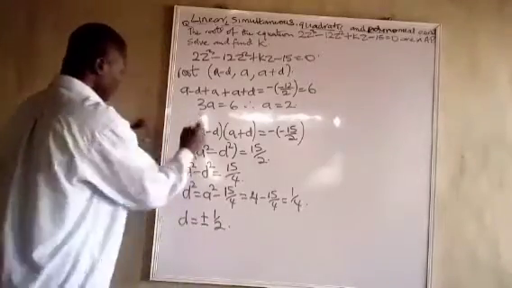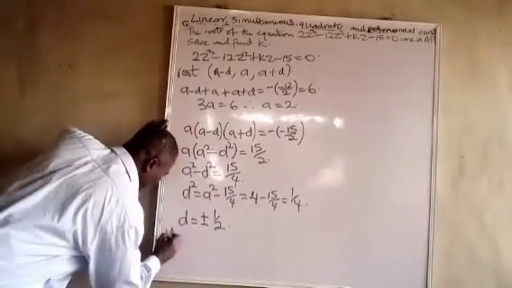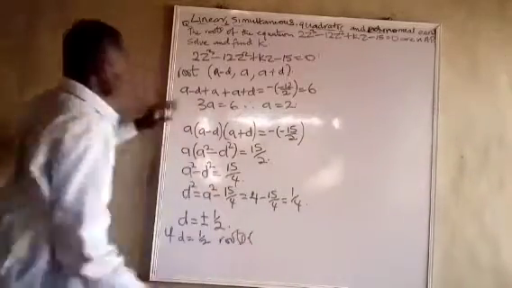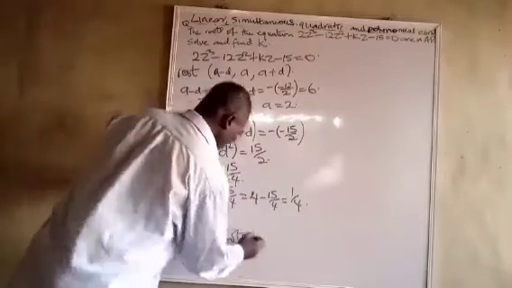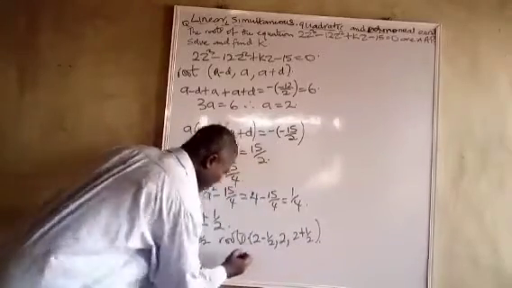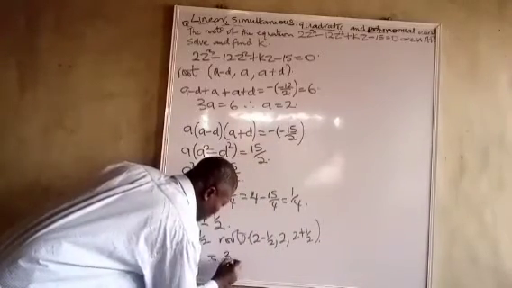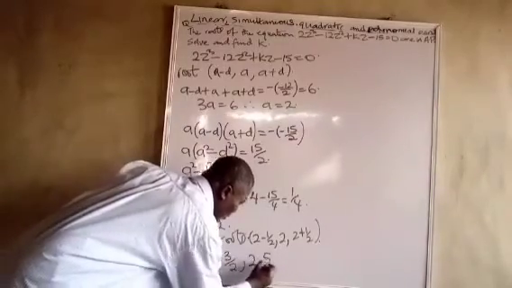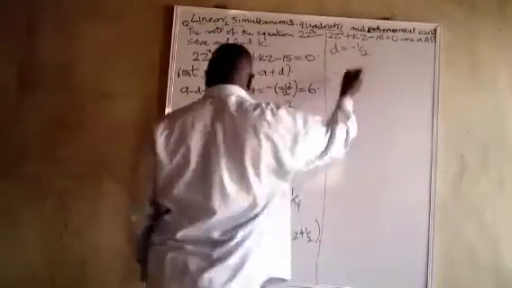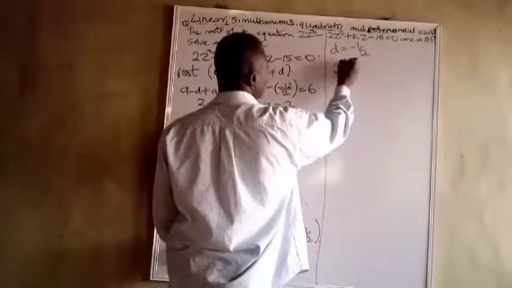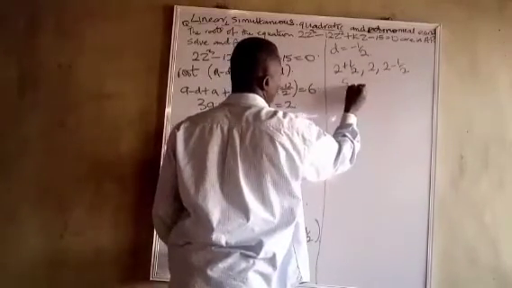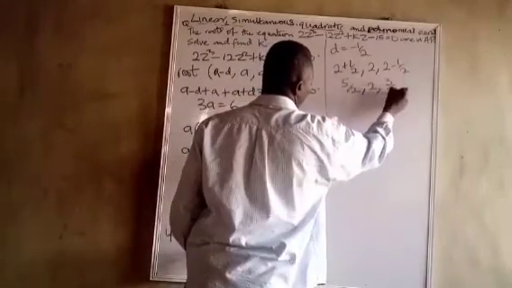So the roots now can be, if d is taken as half, roots will be 2 minus half, 2, and 2 plus half. So what does that give me? 3 over 2, 2, 5 over 2. So when d is minus half, I'm going to have 2 plus half, 2, and 2 minus half. So it's going to be 5 over 2, 2, and 3 over 2.